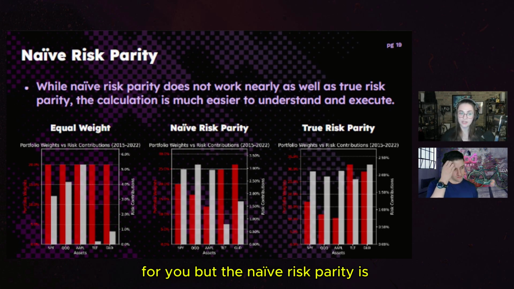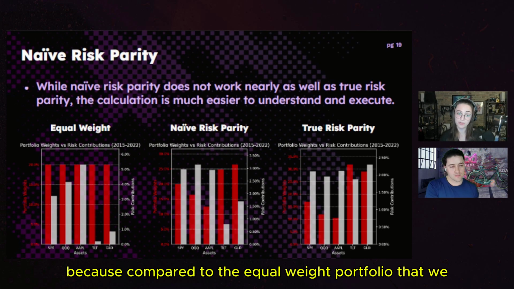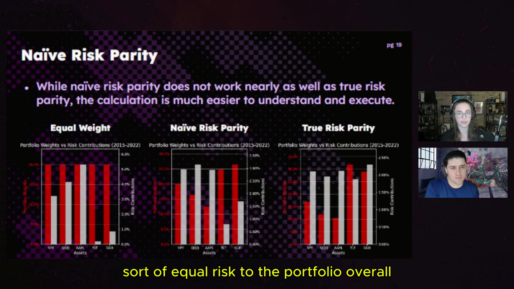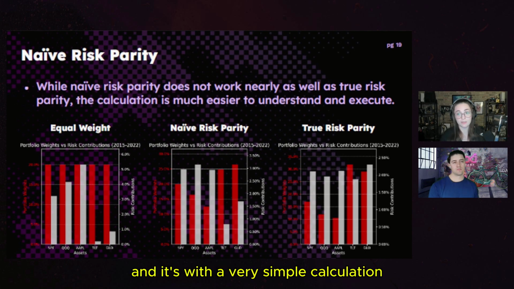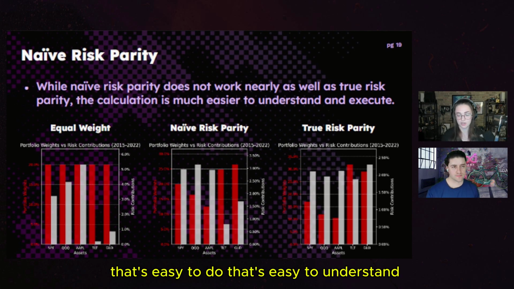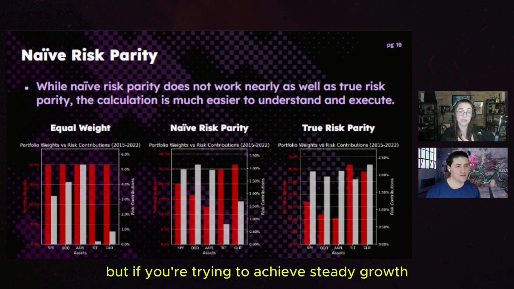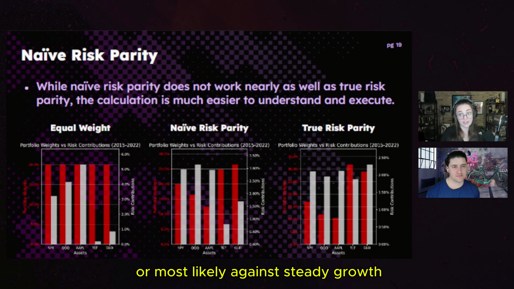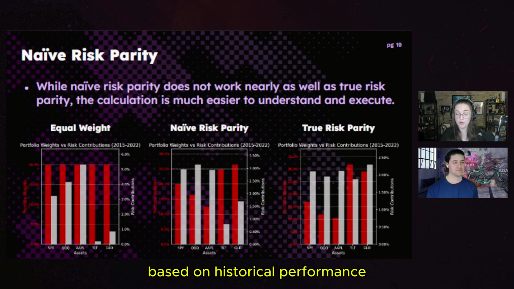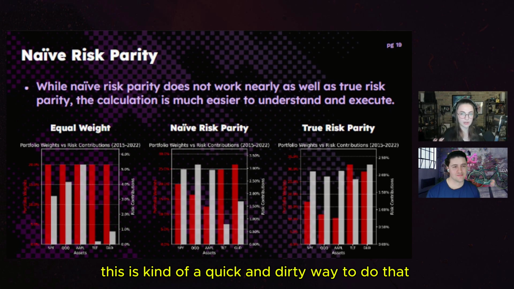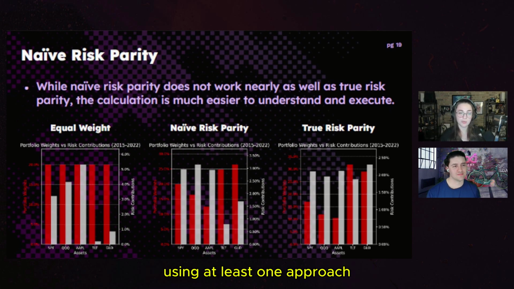But the naive risk parity is cool because compared to the equal weight portfolio that we had before, we can see it does bring us closer to each asset contributing equal risk to the portfolio overall. And it's a very simple calculation that's easy to do and easy to understand, which is a cool little trick. If you're trying to achieve steady growth, or most likely steady growth based on historical performance, which you always have to take with a grain of salt, this is a quick and dirty way to do that, using at least one approach.